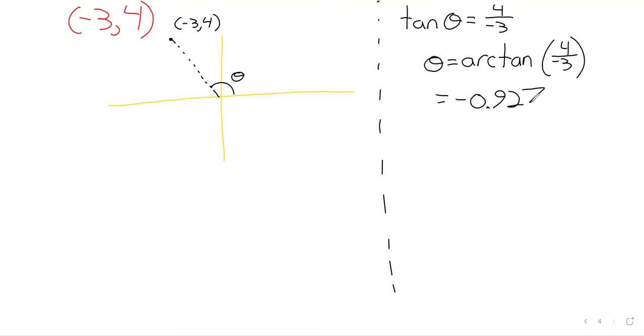And something has gone wrong, or at least something has seemingly gone wrong. And what's happened is a feature of the arctangent, that the arctangent can only give you angles in the first and the fourth quadrant. What the arctangent has done is given us this angle, which I had better not call theta. That's horribly confusing because these two angles are different.